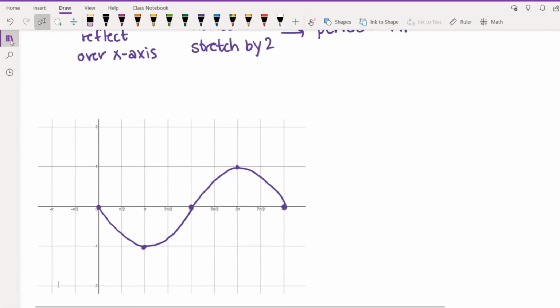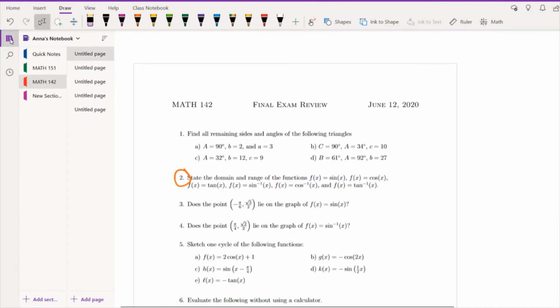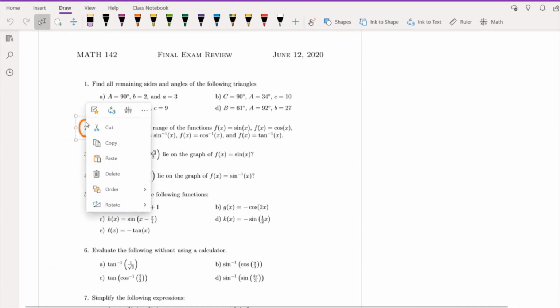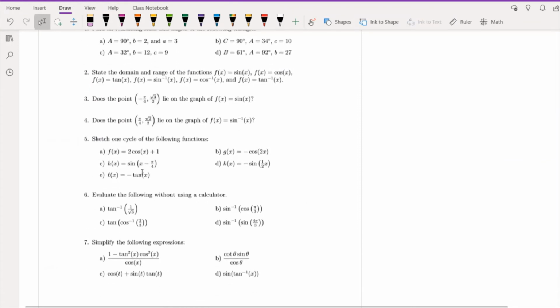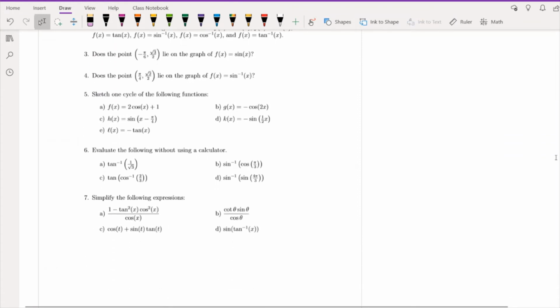Maybe without fully drawing them, let's just quickly mention what's going on in some of these other graphing questions. So for the first one, which was 2 times cosine of x plus 1, this one is a vertical stretch by 2, right? So this is going to stretch vertically by 2, and then it's also going to shift up by 1. And so the midline is going to move, and also the amplitude is going to change.